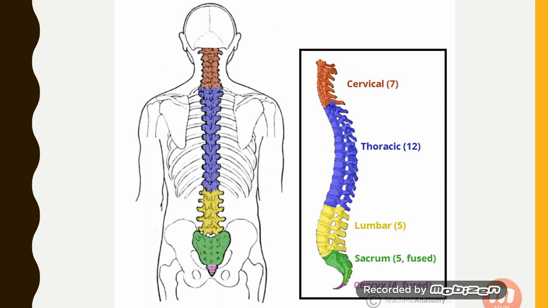The cervical region contains 7 vertebrae. The thoracic part or the chest cavity contains 12 vertebrae. The lumbar region contains 5 vertebrae. Sacrum, which are the fused bones, contains 5 bones. And coccyx, which is also fused, contains 4 bones.